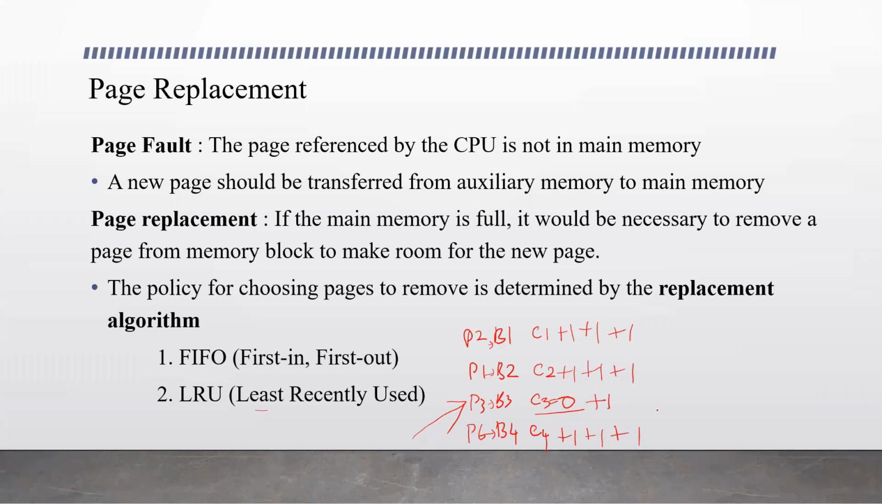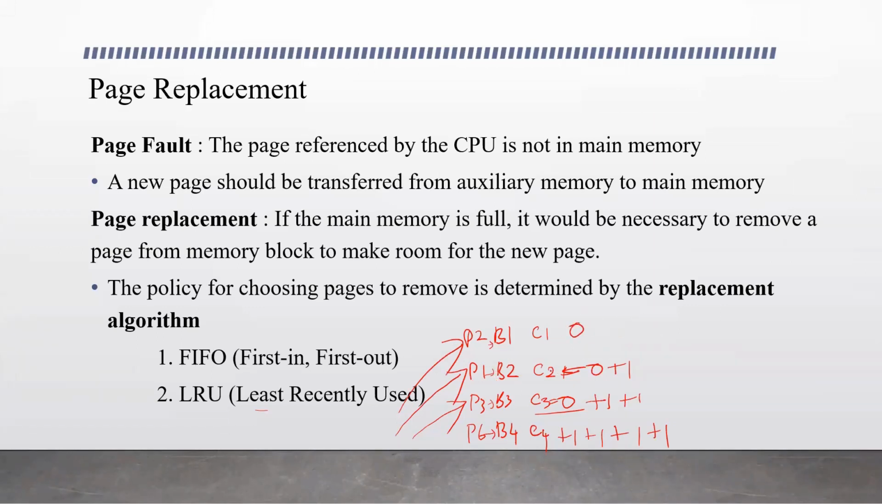When a page is referred by the CPU, let's say now page 1 is referred, this counter is cleared by the CPU. It will set this as 0. At the incrementing time, every counter is incremented by 1. And if suppose the CPU now also refers page 2, this counter will be set to 0.